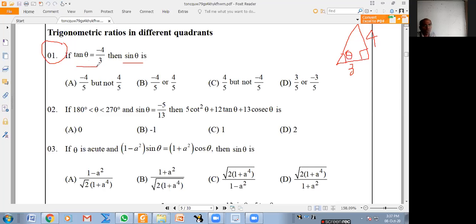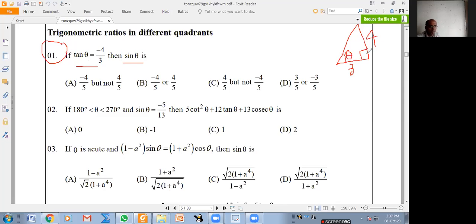Tan theta is negative in which quadrants? Second and fourth. In that, sin is positive in second and negative in fourth. So negative is also possible. If theta is in the second quadrant, sin theta will be positive. If theta is in the fourth quadrant, sin theta will be negative. So plus or minus both will come.